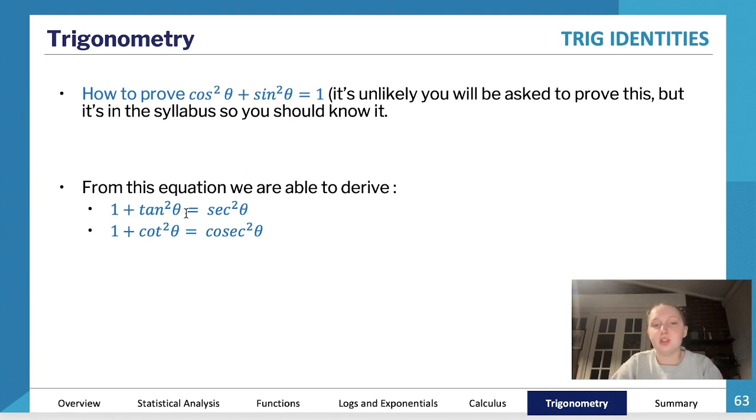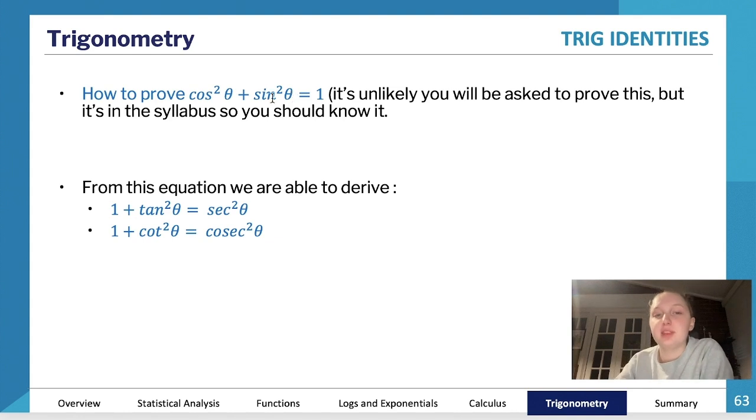So from this equation, you can then derive 1 plus tan squared theta is equal to sec squared theta, and 1 plus cot squared theta is equal to cosec squared theta. These are not on your formula sheet. So if you want to remember them, you've got two options. You either memorize them or you learn how to prove from this that you can get these.